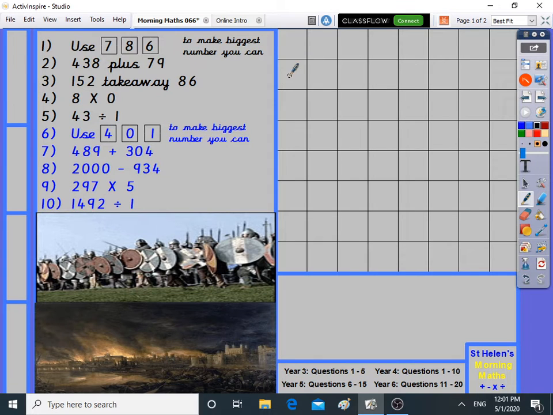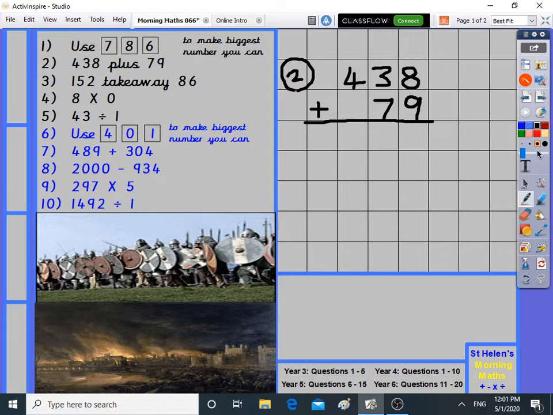And I'm moving on to question 2. That's not part of the timeline yet. I'll get there once I get to question 4. So question 2 is 438 plus 79. Be careful with your lining up. Pause if you need more time to copy.